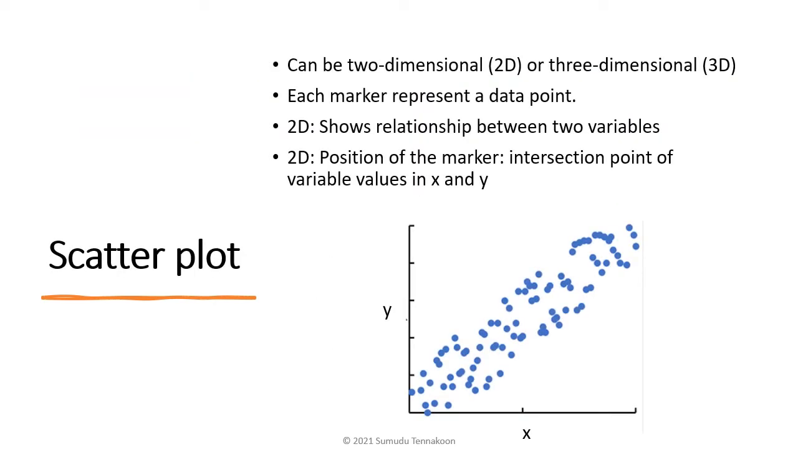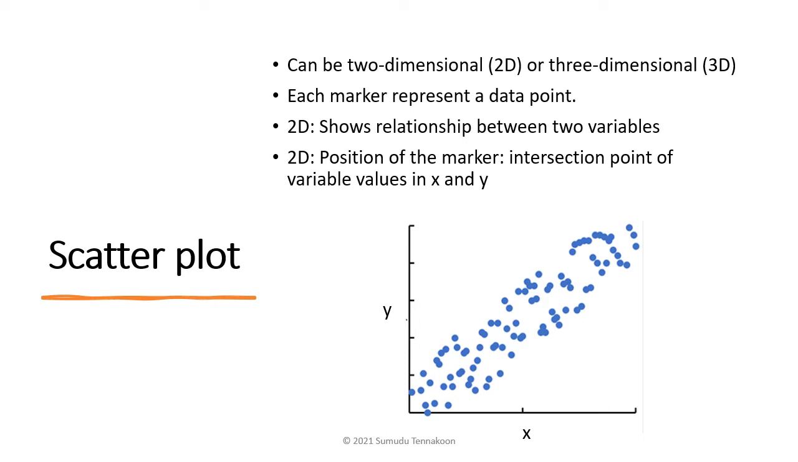Let's look at the scatter plot. When we want to analyze two variables together, like we already saw with correlation, the correlation coefficient and covariance, we can use a scatter plot, as in the example I showed in that slide. So that's a scatter plot.